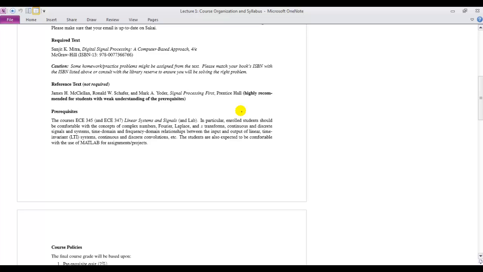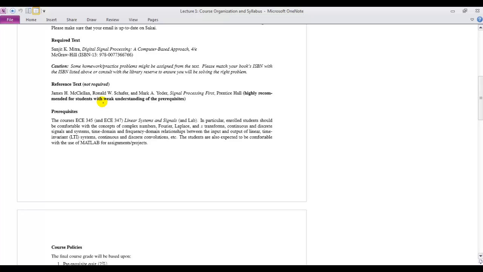You are more than welcome to purchase international editions or what have you. Just be careful about the fact that some of the practice problems that I may give will simply say, here is the problem number that you should be solving. And the problem number may not be the same for the international edition. I don't know, it may or may not be. You should be careful about that.